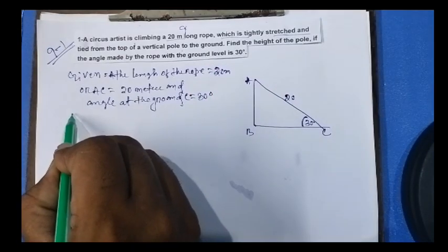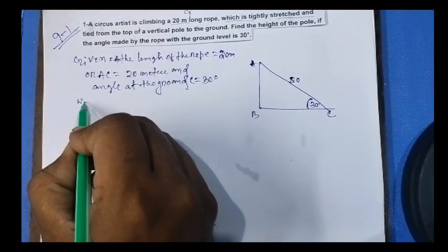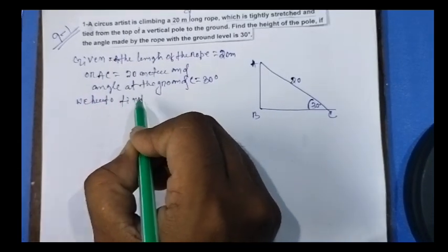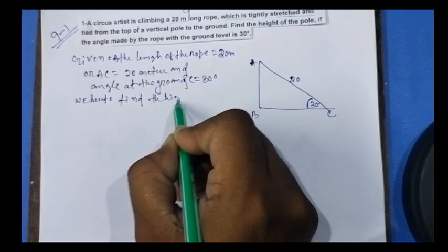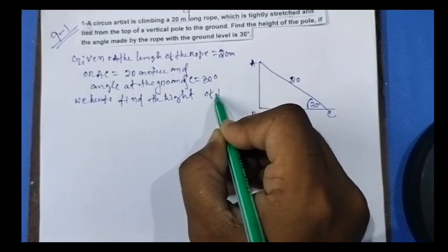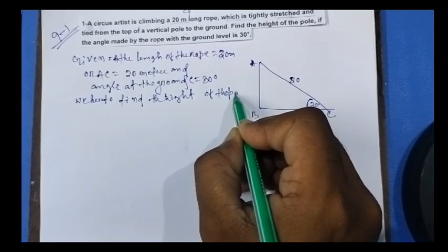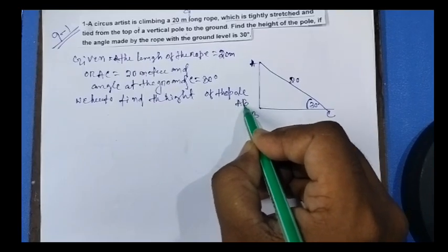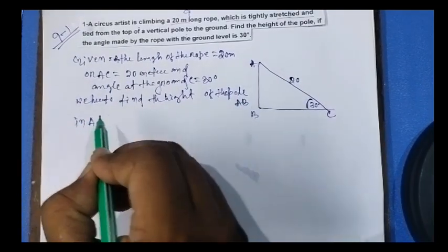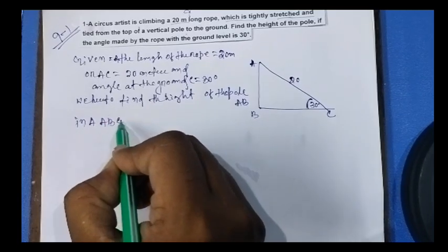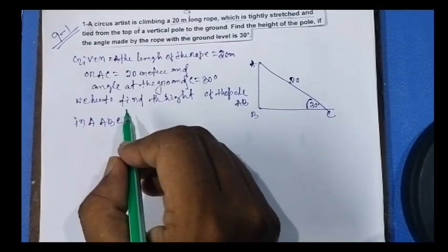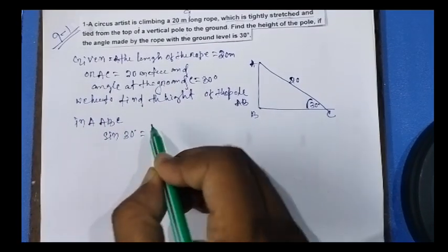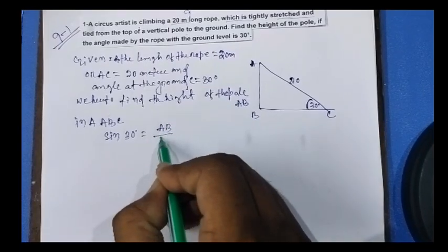To find the height, we have to find the height of the pole AB. In triangle ABC, sine 30 degrees is equal to AB by AC.